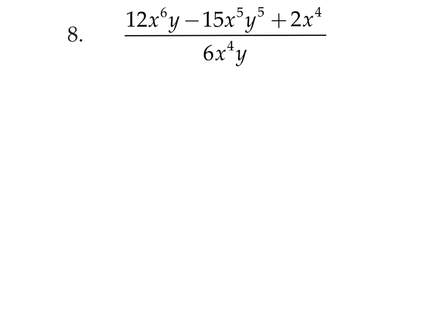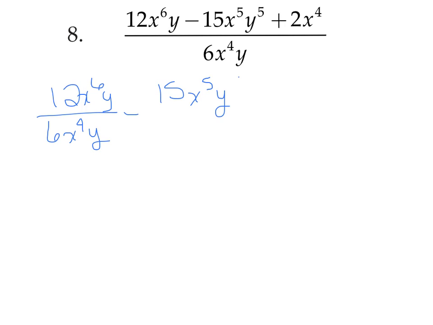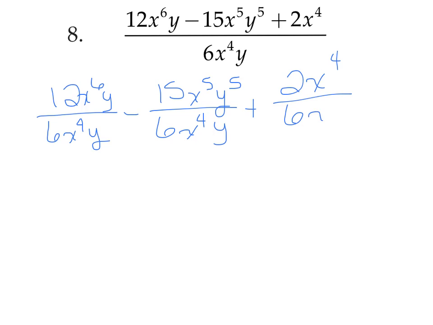Okay, we're going to do the same thing with this one. We're going to make 3 terms out of it. So we have 12x to the 6th y over 6x to the 4th y minus 15x to the 5th y to the 5th over 6x to the 4th y plus 2x to the 4th over 6x to the 4th y. And we're just going to start by reducing.